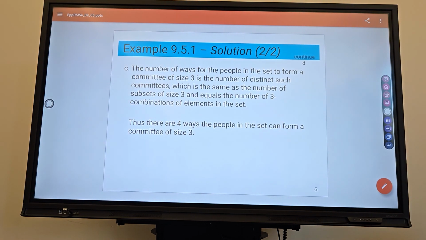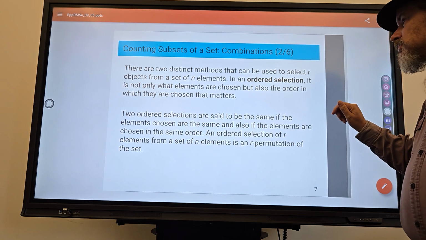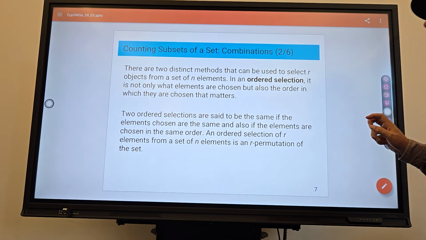The number of ways the people in the set can form a committee of size 3 is the number of distinct such committees, which is the same as the number of subsets of size 3, and equals the number of 3-combinations of elements in the set. There are 4 ways that can be done. There are 2 distinct methods that can be used to select r objects from a set of n elements.